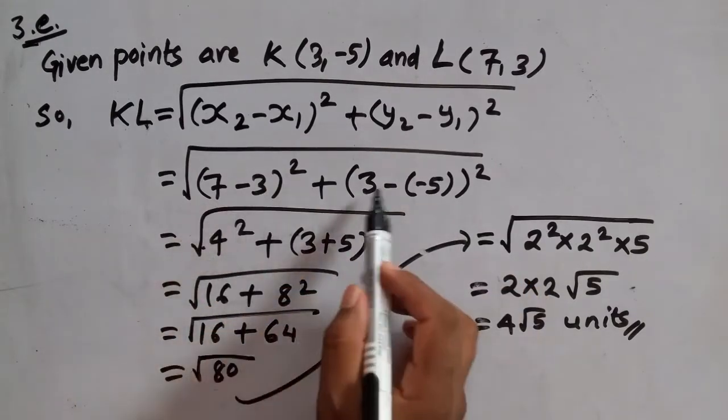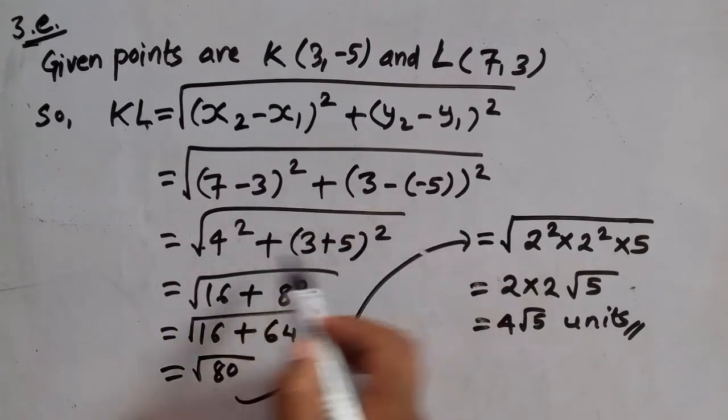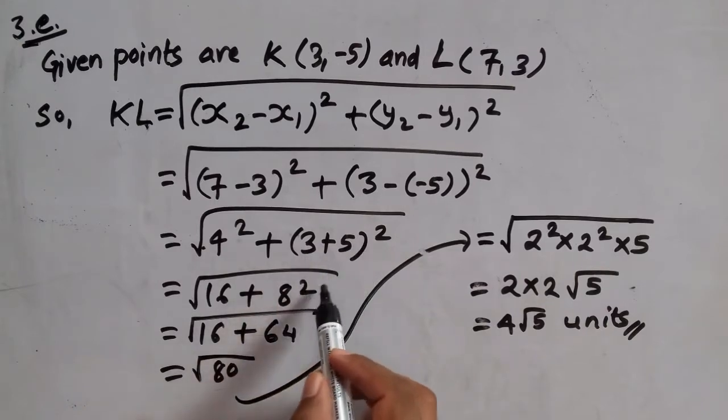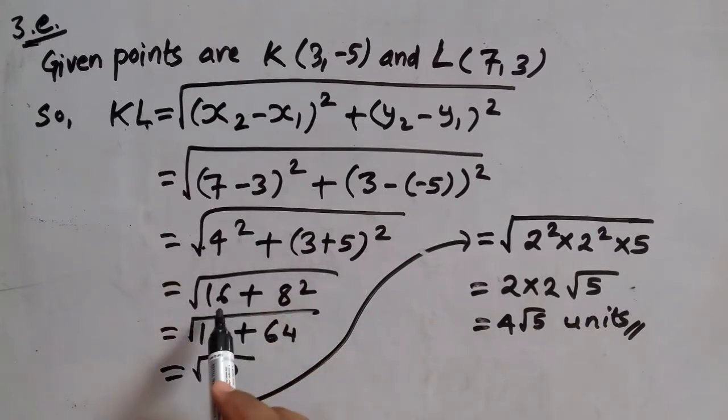7 minus 3 is 4, minus times minus is plus, then 3 plus 5 is 8. Square: 4 square is 16, 8 square is 64, and 16 plus 64 is 80.